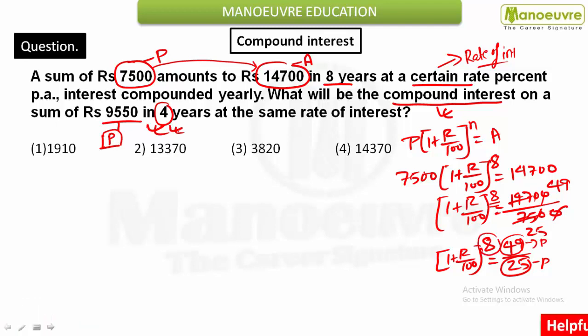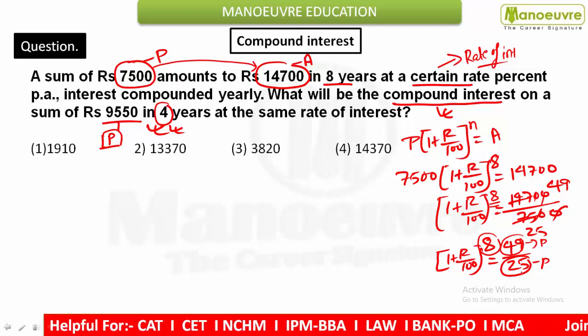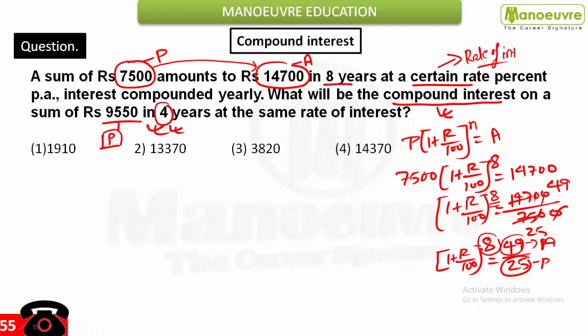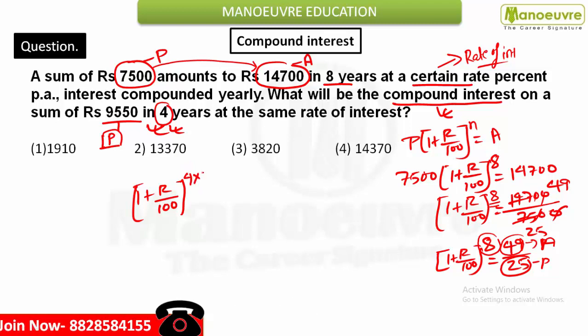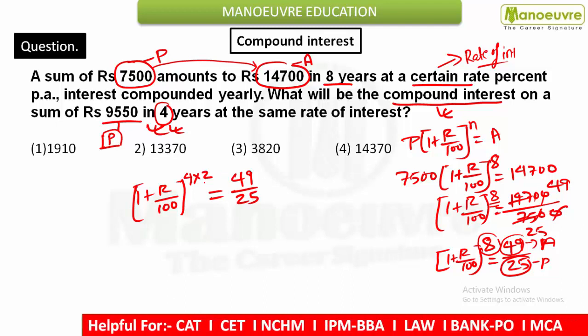But here you have to find the compound interest in a duration of 4 years. So first of all you have to find the ratio of principal and amount in a duration of 4 years. So how will you find this? I can write 1 plus r upon 100 to the power 4 into 2, and I will write 8 as 4 into 2, equal to 49 by 25. Okay, hope till now it is clear.